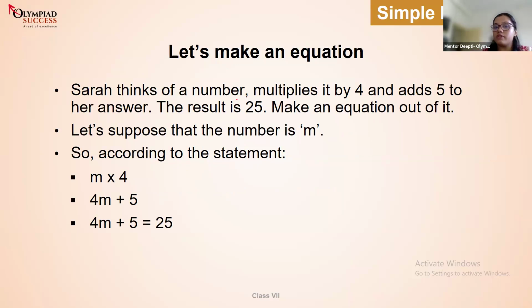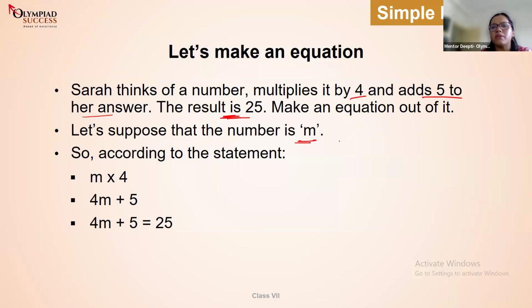Now Sarah thinks of a number, just like you thought of a number. Sarah also thinks of a number, multiplies it by 4, and adds 5 to her answer. The result is 25. Now whatever the result is, that will always be equal to it. Okay, make an equation out of it. Let's suppose, first of all, whatever number you are thinking, you will let it be m.